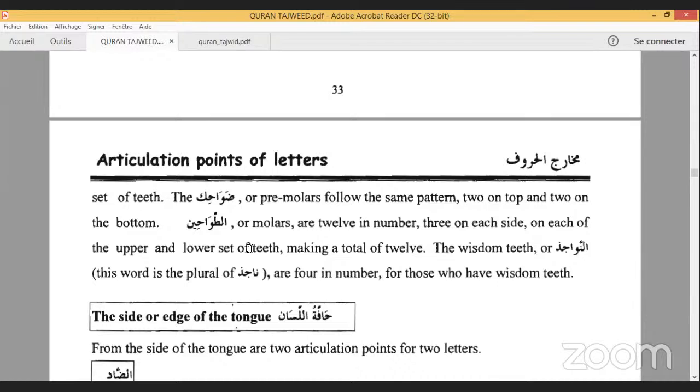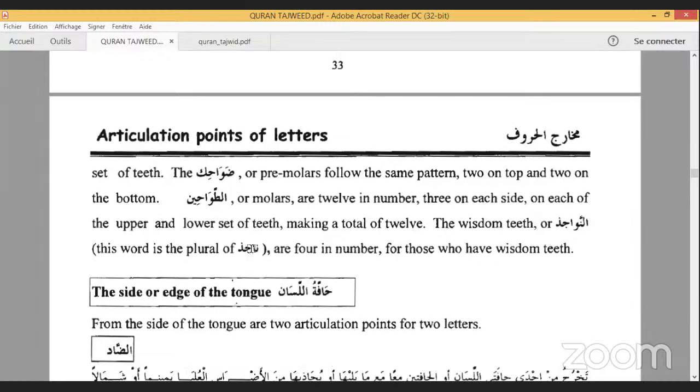The wisdom teeth, nawajid. This word is plural of najid. Are 4 in number for those who have wisdom teeth. Okay.